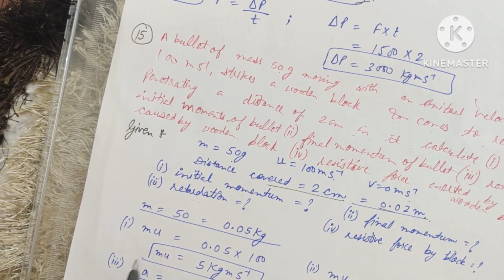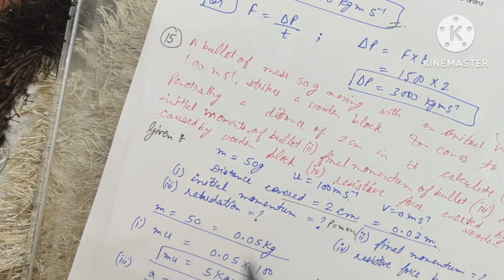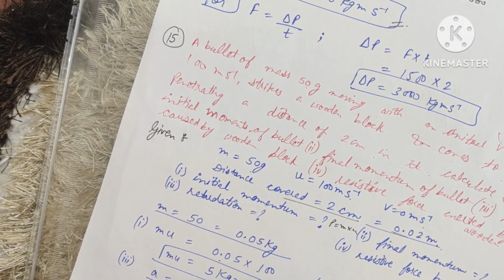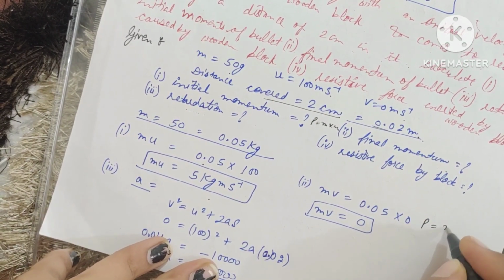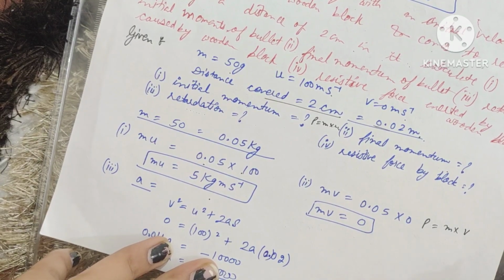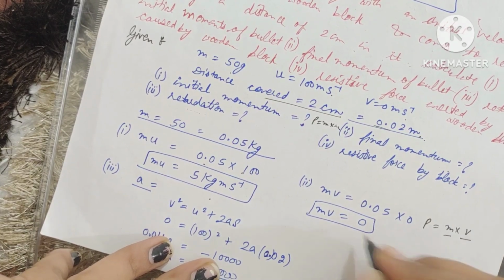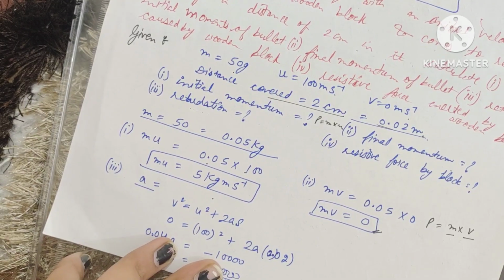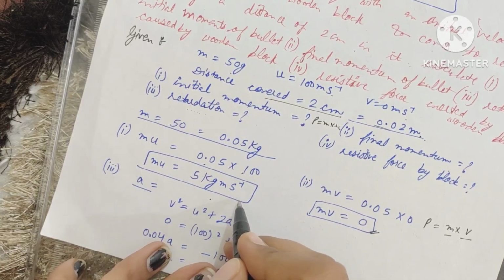So for finding first, it is initial momentum. P is equal to M into U. Initial momentum: mass is given, initial velocity was given. Answer. Okay. Second is the final momentum. What is the formula for final momentum? P is equal to M into V, where final velocity is represented by V. Fill the value of V and this also, you will get the answer 0. So in the final momentum there is no change. The initial momentum is given. It is represented by 5 kg meter per second.